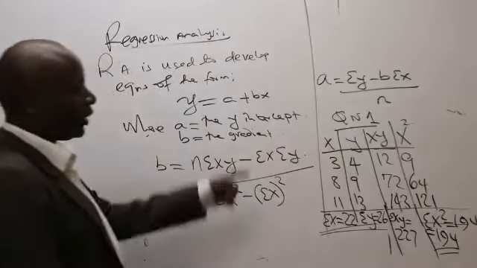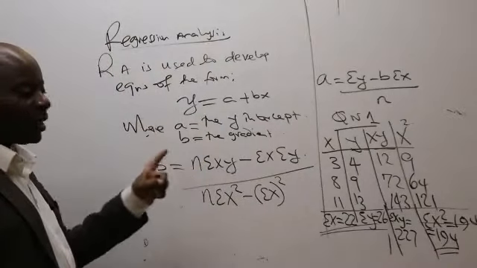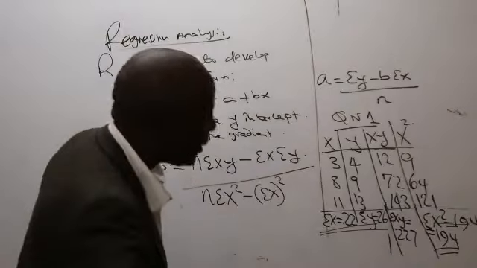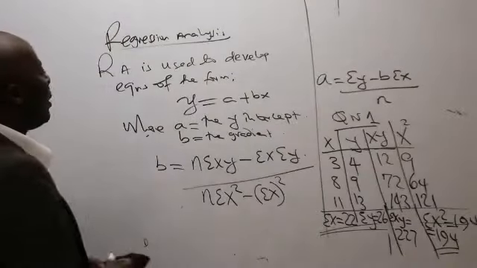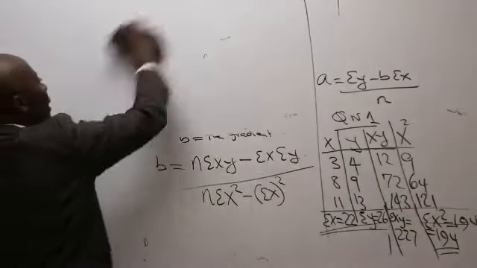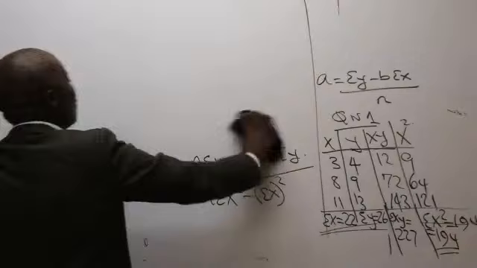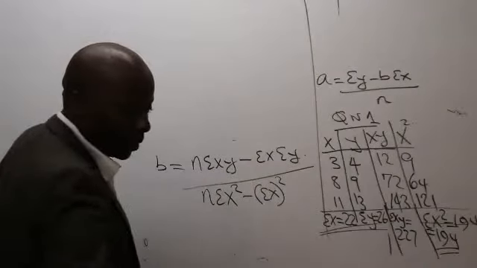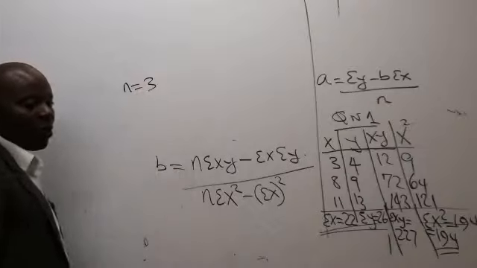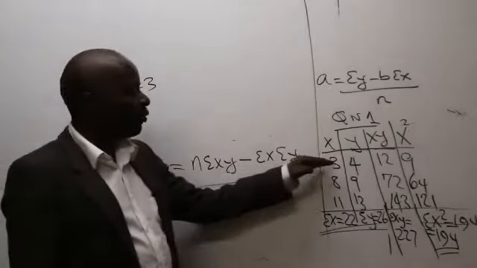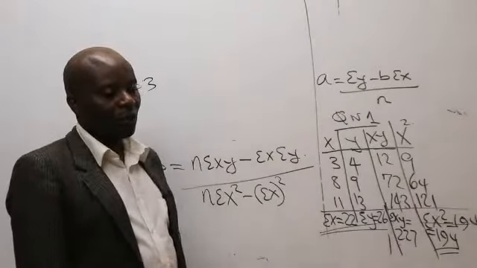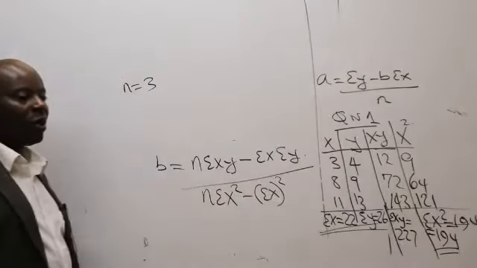Now, ladies and gentlemen, having gotten the 4 summations, I would want us to come and plug them in here. So can somebody, first of all, start by giving me the value of n? So n equals 3 because we're counting the number of points, 1, 2, 3. N equals 3.